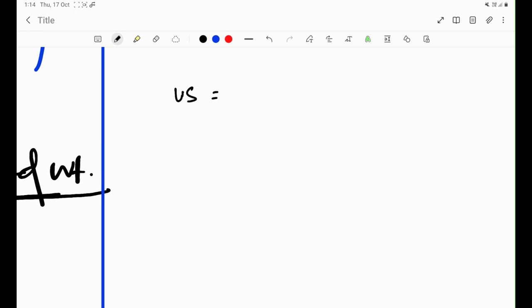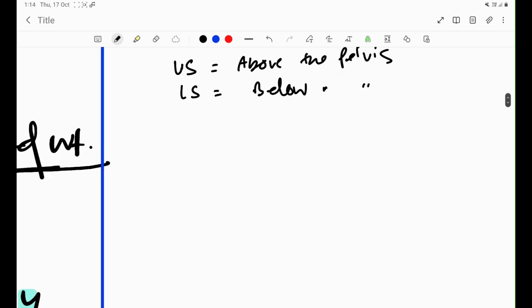Upper segment means above the pelvis, and lower segment means below the pelvis. That's it. So there are some normal values of the upper segment to lower segment ratio.